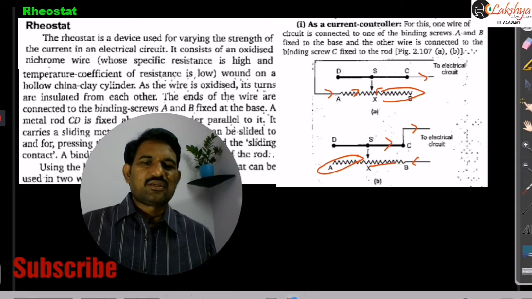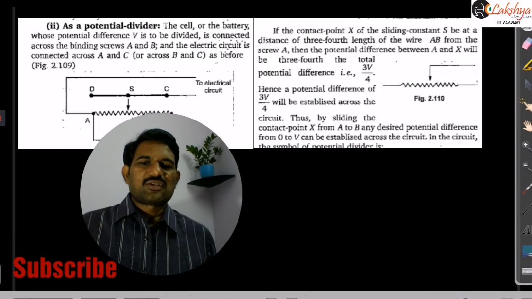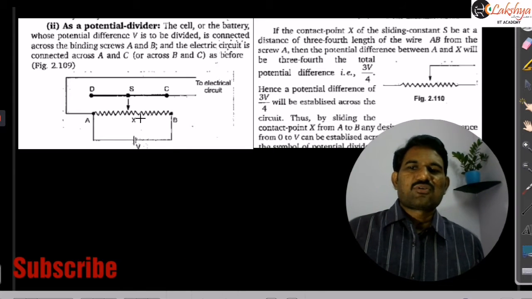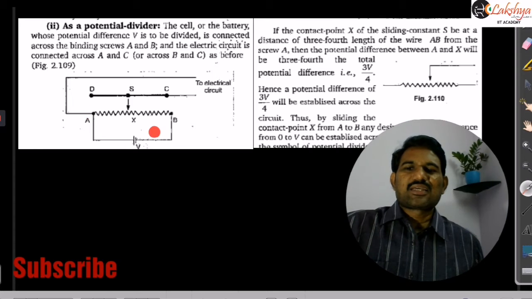Now let us see how to control the potential difference. We can also control the potential difference in this circuit. If you want to control the potential difference, that means now the rheostat is a potential divider. Then the connection should be given like this. That means we connect the cell across this rheostat. Observe this, we are connecting this cell across this.